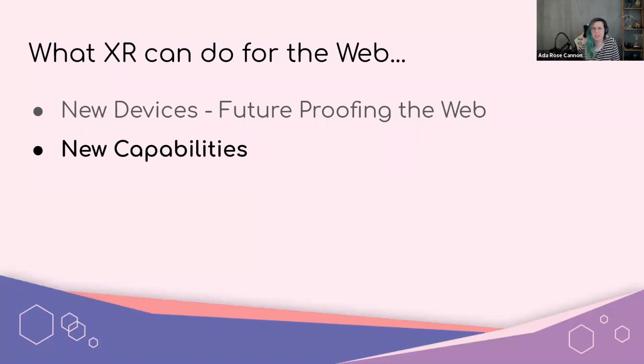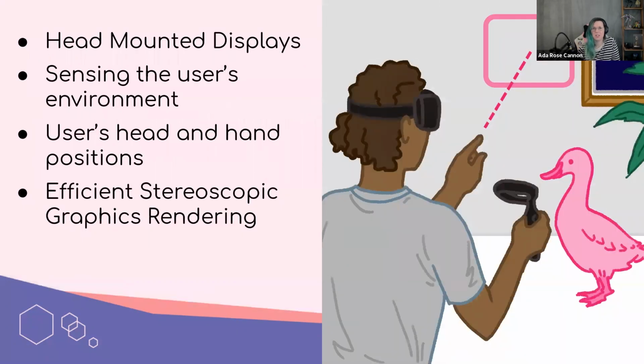XR technologies allow websites to do things they could never do before. So these capabilities are considered pretty standard in the XR ecosystem, but they are entirely new to the web. These capabilities will allow us to bring new XR-powered experiences to the web to help keep it evolving, such as displaying content on head-mounted displays and displaying it stereoscopically so the user gets a sense of presence and scale.